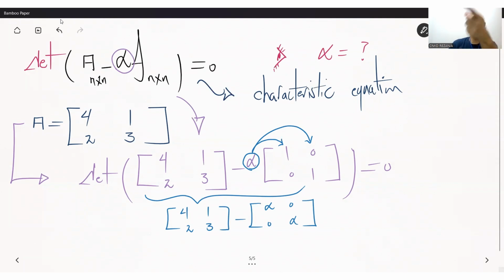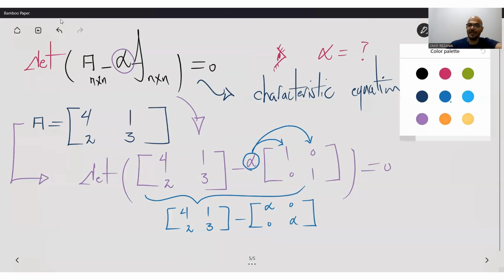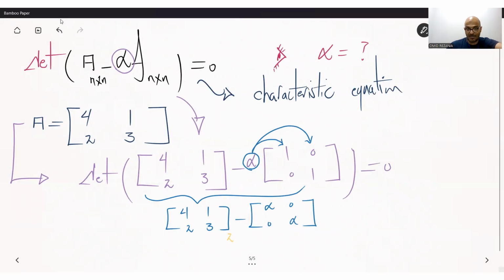Now, both of them have the same size. This is 2 by 2, and this is 2 by 2. Now it's time to subtract. Since you are the same size, I can subtract you. But how can you subtract them? Everyone listen. If you have an elephant and a mouse, can you subtract the elephant's ear from the mouse's nose? No. Ear is subtracted from ear, eye from eye.